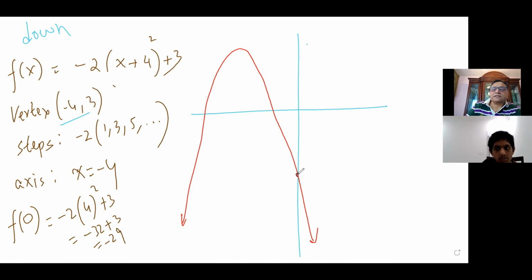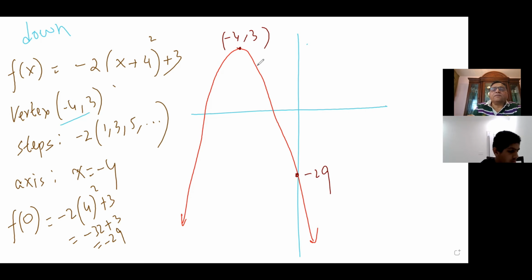When you're sketching, it means a rough diagram. So you could sketch just as I've done here. I get this point as minus 29. I get this vertex, which is at minus 4 and 3. You get the idea? And you can find more points here.